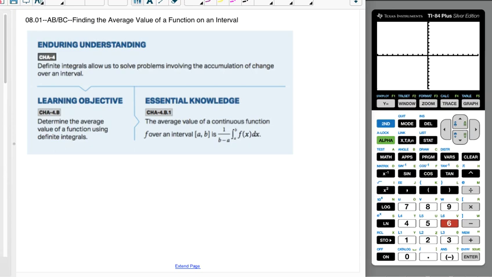All right, this is AP, AB, and BC Calculus. We're doing Unit 8, Section 1, which is finding the average value of a function. So let's get to it.